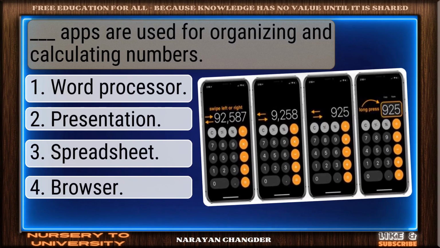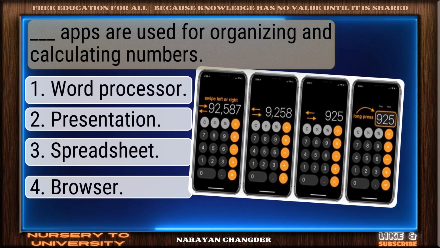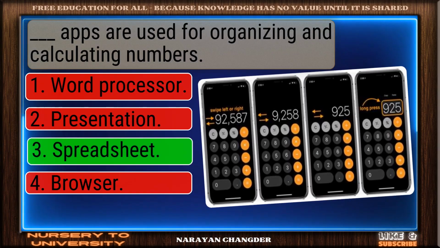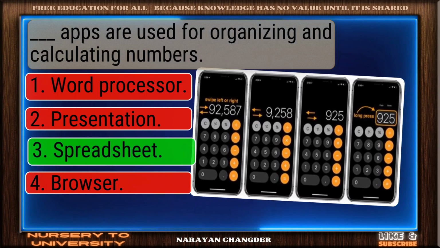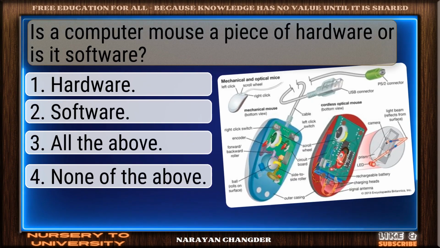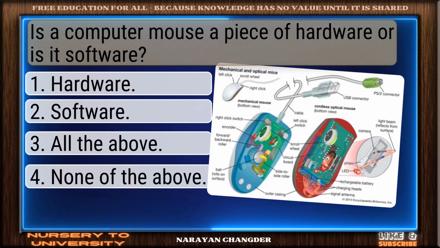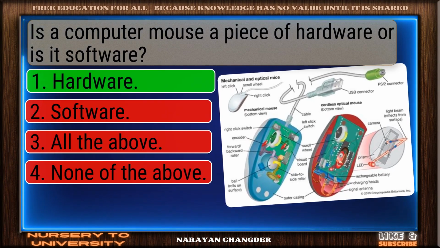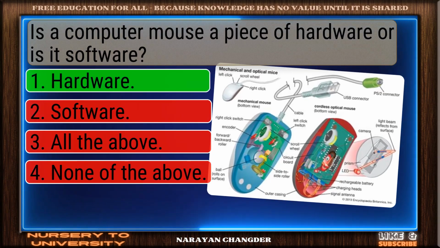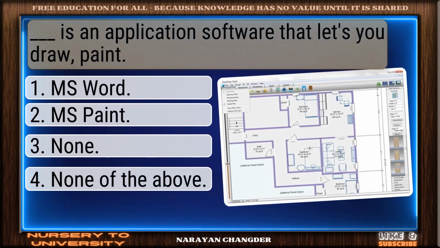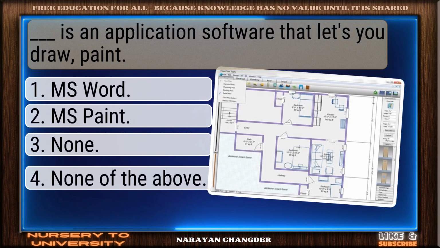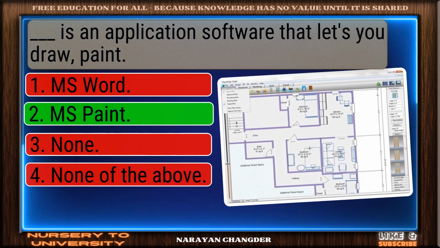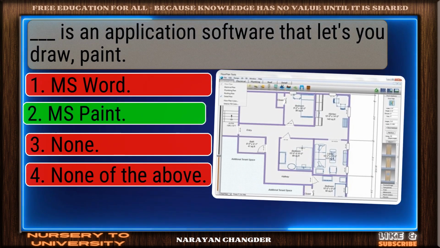Dash apps are used for organizing and calculating numbers. Great thinking. Spreadsheet is the right choice. Is a computer mouse a piece of hardware or is it software? Correct response. Hardware is the most accurate answer. Dash is an application software that lets you draw paint. Correct, Ms. Paint is the right answer.